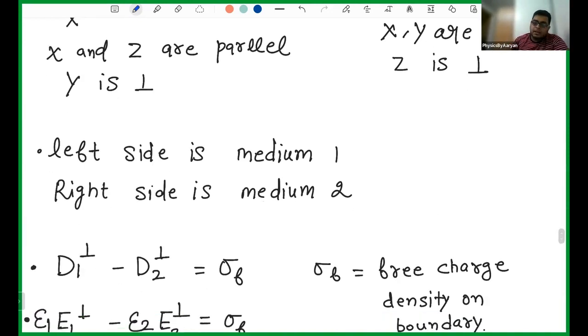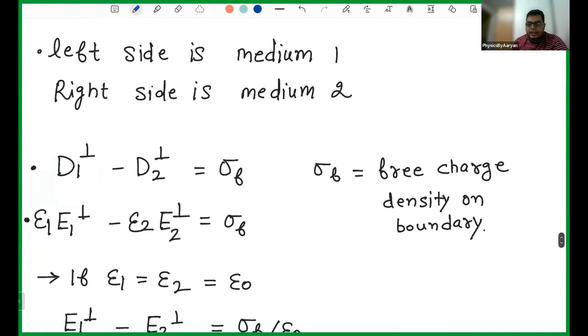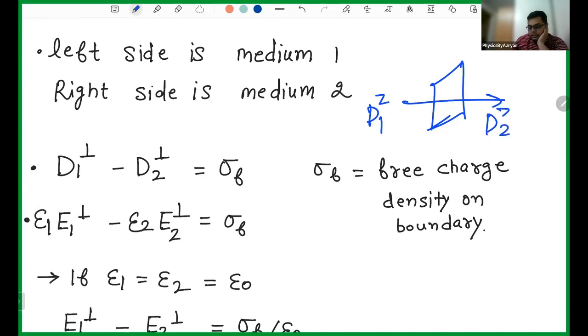The number one boundary condition is that D1 perpendicular, means, let's say you have this surface and Z is a perpendicular axis. So D1 in Z direction minus D2 in Z direction. So the Z component of the displacement vector on this side is D1. The Z component of the displacement vector on this side is D2. So D1Z minus D2Z is not continuous. So they both are not equal. They are not continuous. They are discontinuous. How much are they discontinuous? Sigma F. Whatever is the charge on this plate. So D1 perpendicular minus D2 perpendicular is sigma F.